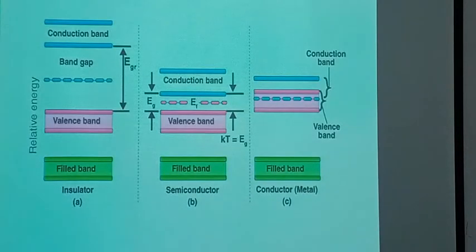So what is the difference between insulator, semiconductor and conductor? The distance between the valence band and conduction band is overlapped in a conductor, that is a metal, and the distance between the conduction band and valence band is far more in an insulator as compared to the metal and semiconductor. In a semiconductor, the distance between the valence band and conduction band lies between that of an insulator and a conductor. So a semiconductor can act like an insulator, and it can act like a conductor.